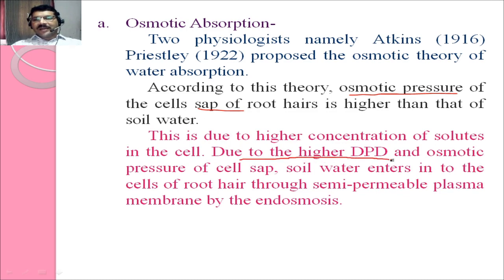Due to the higher DPD and osmotic pressure of the cell sap, which is highly concentrated, the soil water, which has less DPD as well as less osmotic pressure, enters into the cells of the root hair through the semi-permeable plasma membrane of the cell. When outside water enters into the cell, the process is known as endo-osmosis.